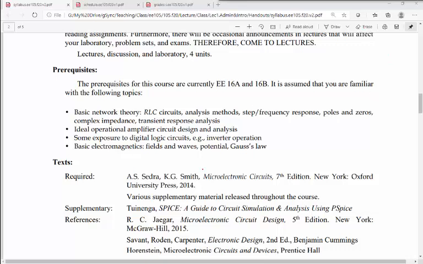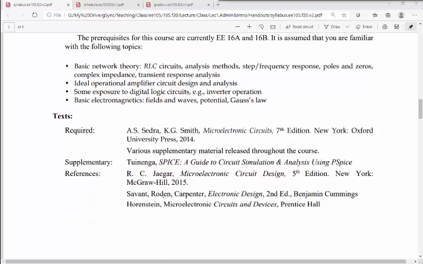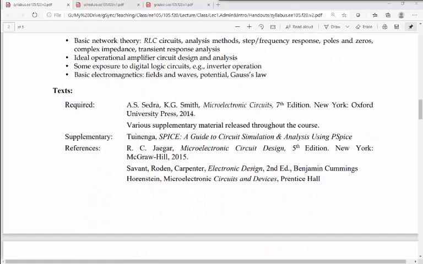All right, so moving on here, the text. So what's required? Sedra and Smith is required. So that's Microelectronic Circuits. You've got some supplementary texts that are not required. There's also a nice text by Jaeger that's similar to Sedra's. Some people may find it easier to read. It's much more concise. But concise is not necessarily good because that means he doesn't explain as much as Sedra does. That's why I picked Sedra and Smith.